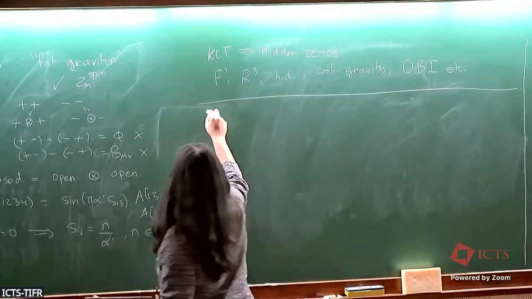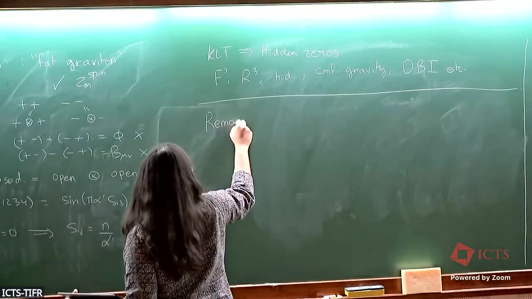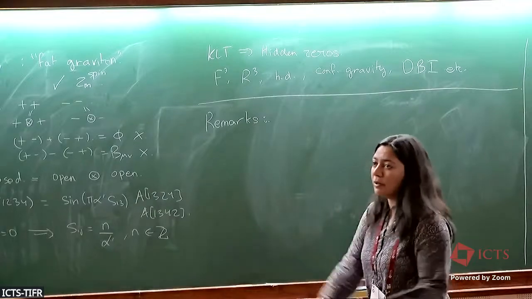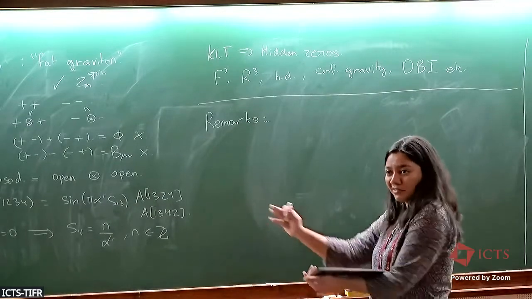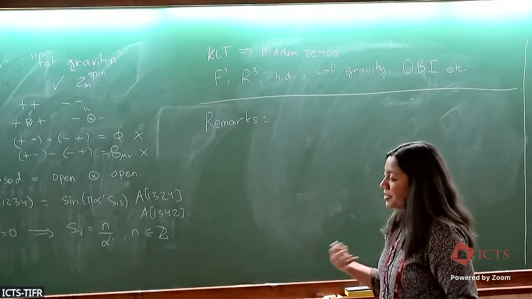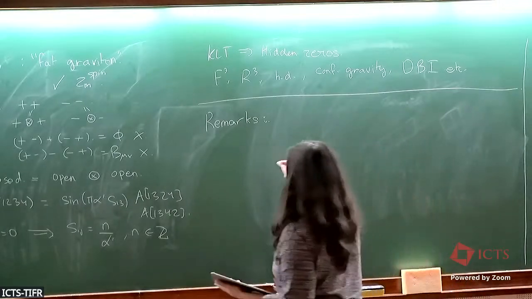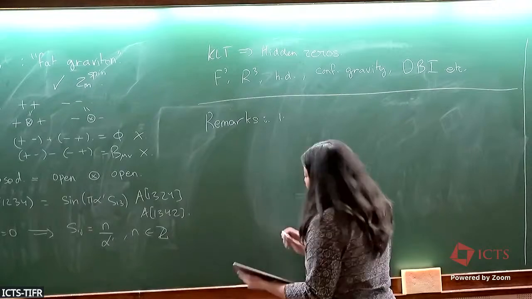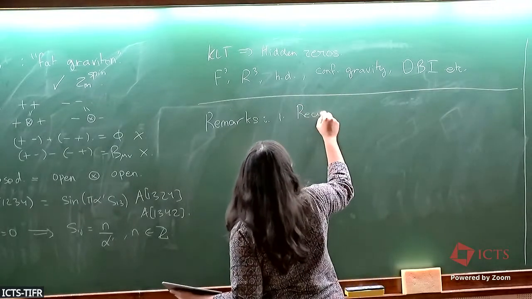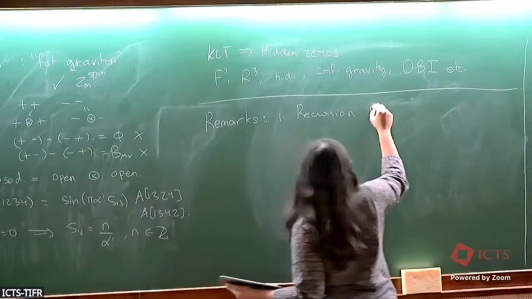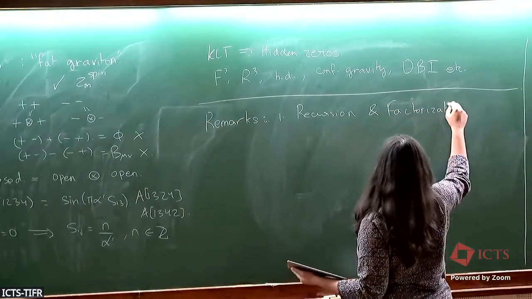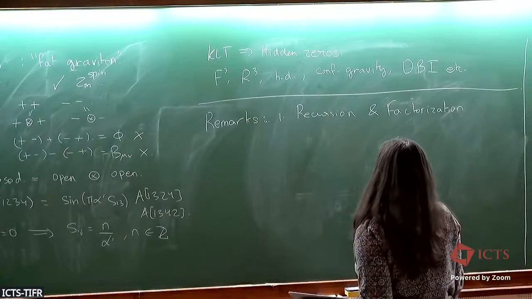So I had some extended remarks that I wanted to make about this entire thing about studying the Associahedron and its consequences. So the first was about recursion and factorization. So notice that I have not said anything about splitting.